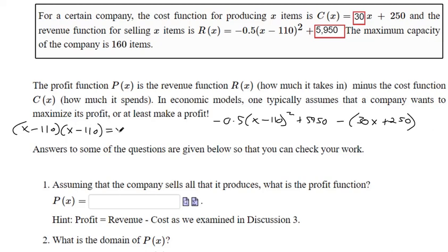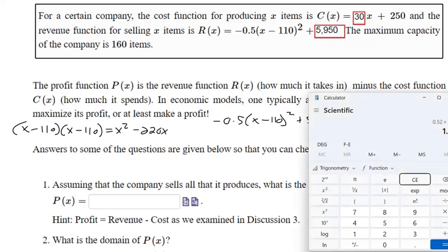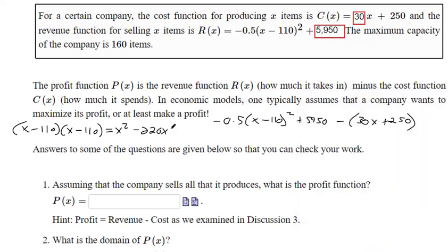And if you do that, you're going to get x squared minus 110x minus 110x. That combines to be minus 220x. And then plus, because it's a negative times a negative, 12,100. Okay, that's what this turned out to be. I just did that math off to the side.